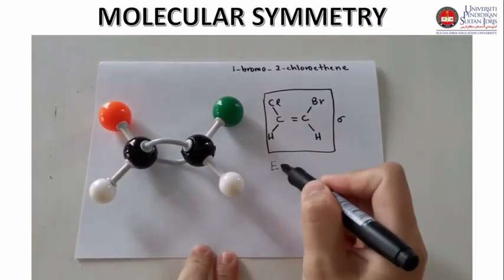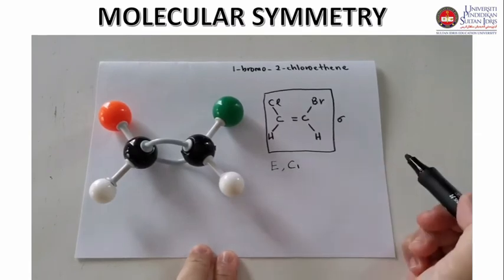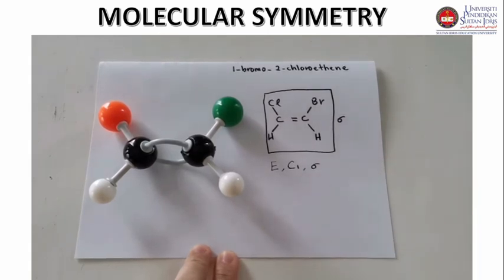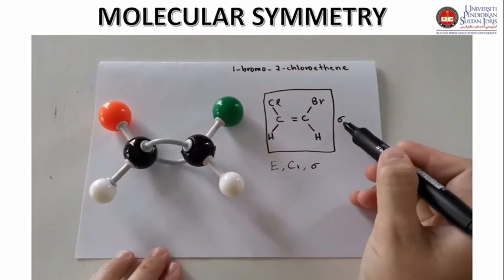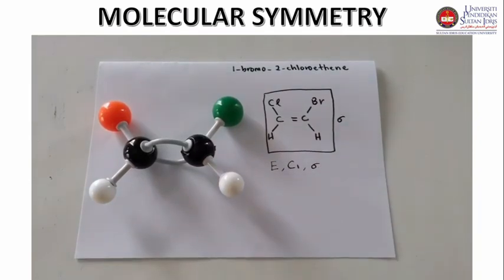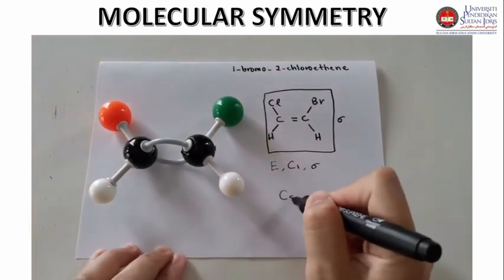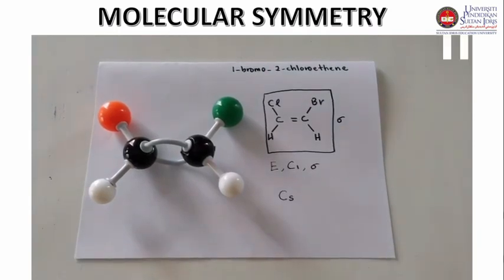There is no rotation axis, only E and C1 are possible, because a 360 degree rotation brings the molecule back, and there is only a sigma plane. So guys, there is no axis, no vertical plane, no horizontal plane, and no i. So the point group of the molecule is only sigma, that is Cs. Only if a sigma plane exists is there the presence of the Cs point group for this molecule. So guys, you can clearly understand through this model. Thank you guys for watching.